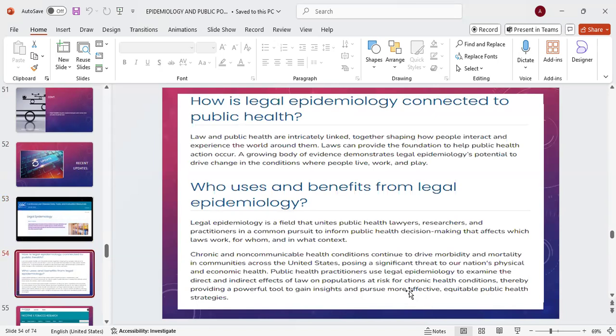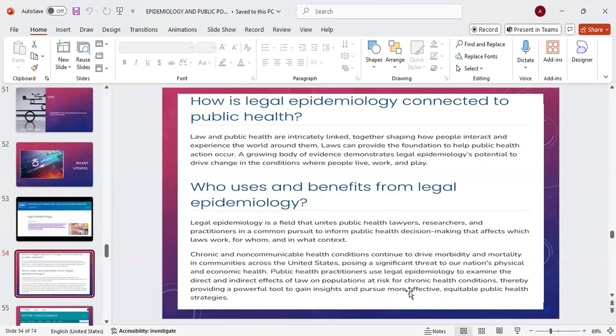Law and public health are intricately linked together, shaping how people interact and experience the world around them. Laws can provide the foundation to help public health action occur. A growing body of evidence demonstrates legal epidemiology's potential to drive changes in the conditions where people live, work, and play. Who uses and benefits from legal epidemiology?